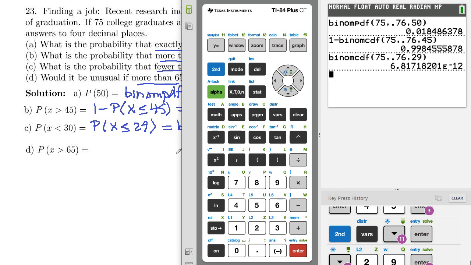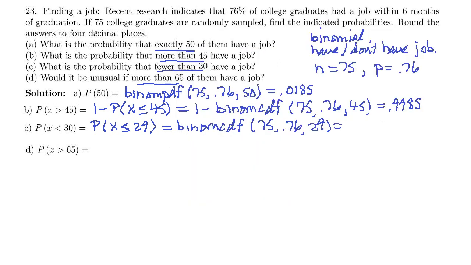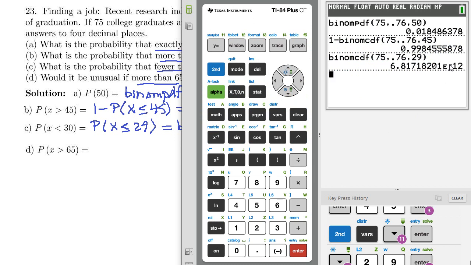So this is really small, 6.817 times 10 to the negative 12. That means move the decimal 12 spaces to the left. So it's 0.000000000006817, with 11 zeros and then a 6. We're rounding to 4 decimal places, and this would be 0.0000. So it's 0 to 4 decimal places. That happens sometimes. If you have a probability that's extremely small, sometimes you get this answer in scientific notation. That's what the E means.